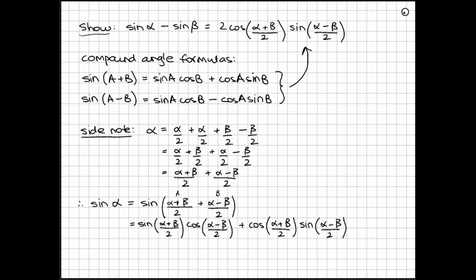So now what we'll do is we'll do a very similar thing for beta and then sine beta. So I'll just turn over. And again, we'll do a side note, this time for beta, to get beta in terms of alpha and beta on 2. So beta we can write as beta on 2 plus beta on 2. And then we can add an alpha on 2 and subtract an alpha on 2 and know that we haven't changed anything.